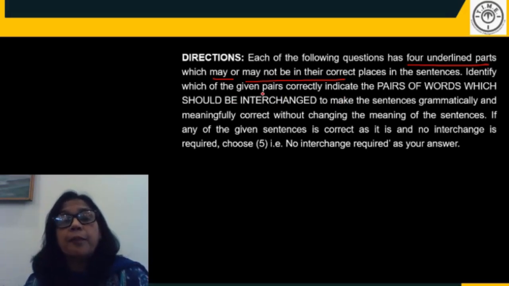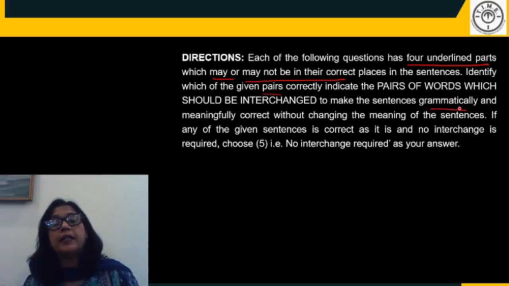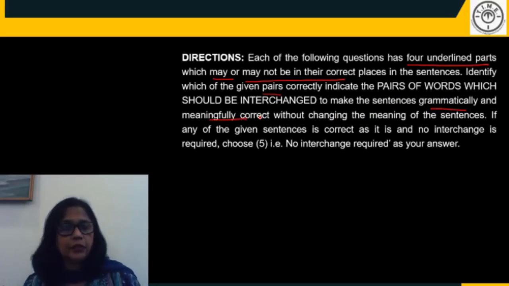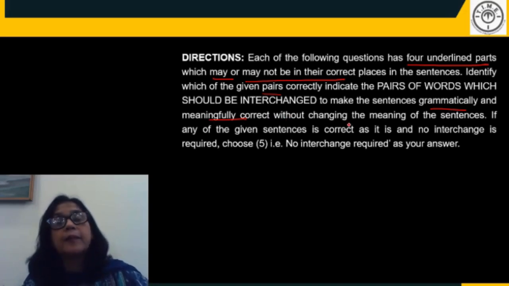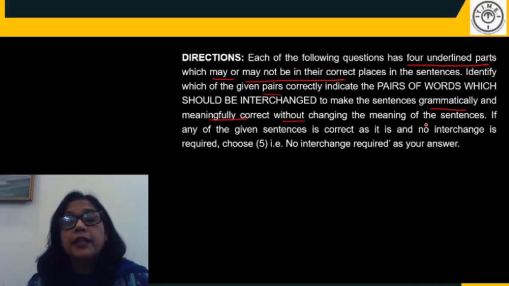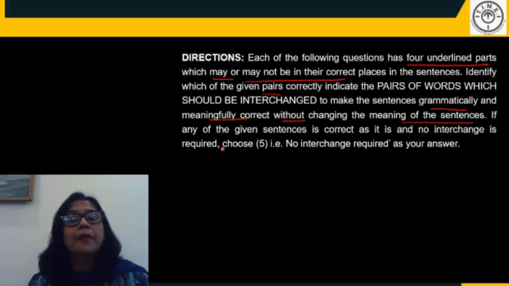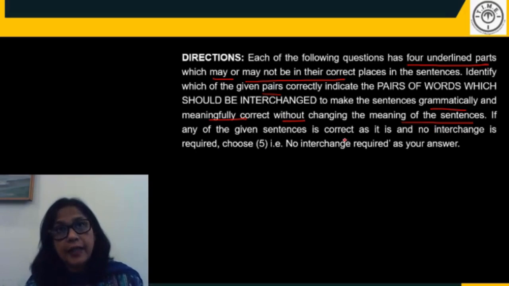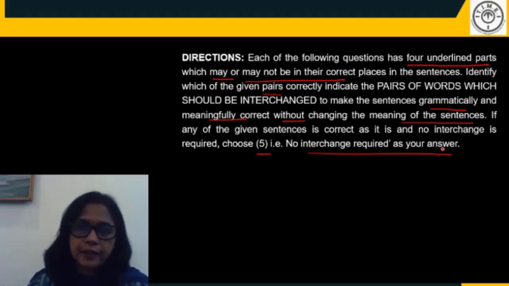Identify which of the given pairs correctly indicate the pairs of words which should be interchanged to make the sentence grammatically and meaningfully correct. The sentence has to make grammatical sense and it also has to make logical sense without changing the meaning of the sentences. That's important, right? Now, if any of the given sentences is correct as it is and no interchange is required, choose 5, that is, no interchange required, as your answer. So remember, this is word interchange.